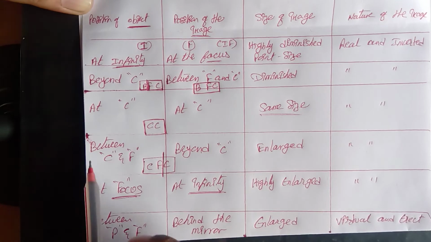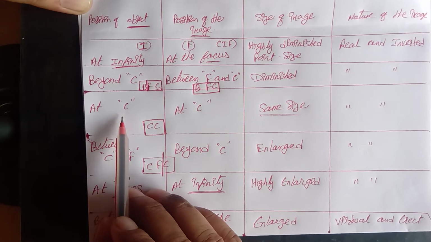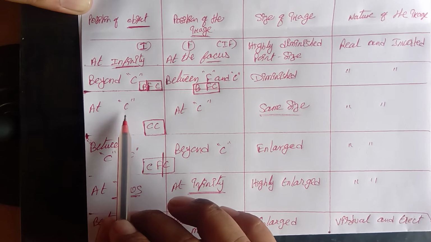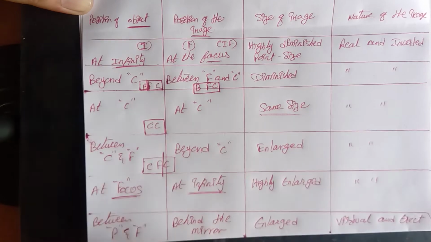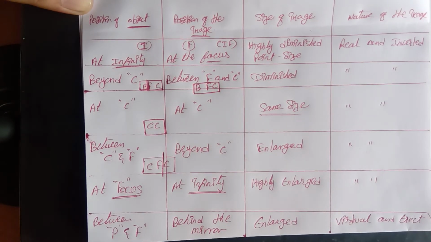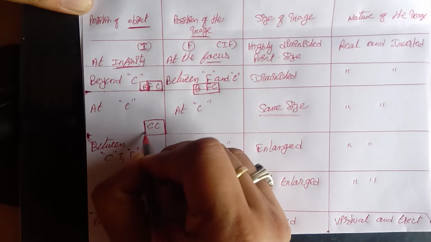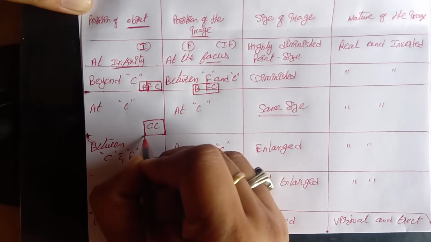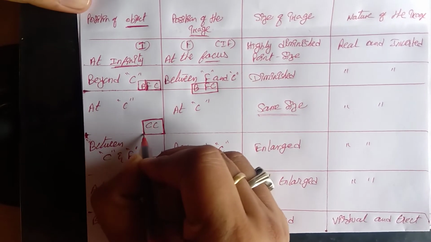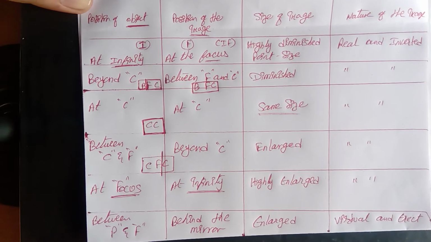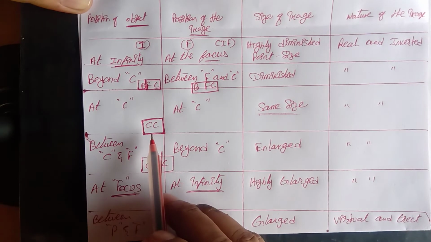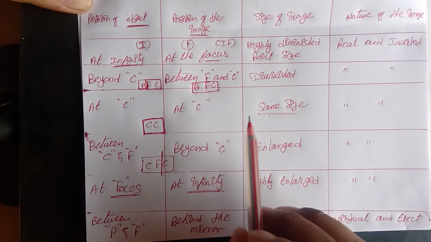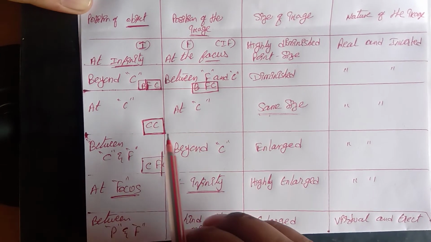Next, at C. When my object is at C, my image would be at C. The size of the image would be the same size. Remember it as CC, which means carbon copy. As the object, so the image. Jaisa Raja, Vaisa Praja, as the king, so the people. So CC: the size would be the same, the object is at C and the image is at C.